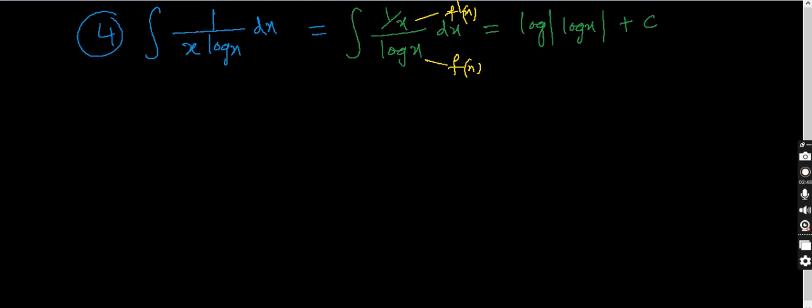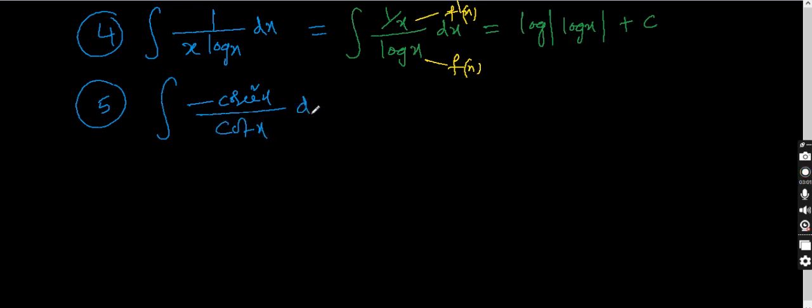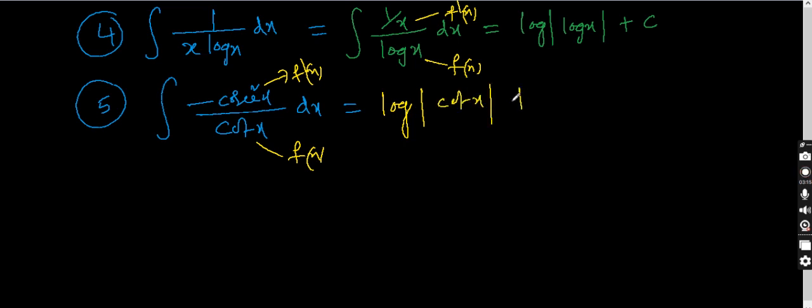And we take one more example, a fifth example: the integral of minus cosec square x by cot x. Here this is f of x, this is f dash of x. So the integral is log of f of x, log of cot x plus c.